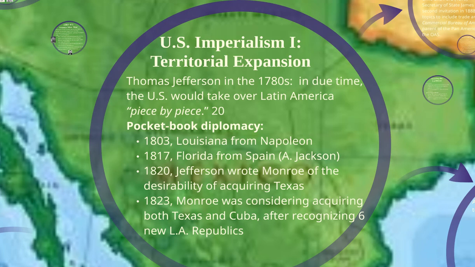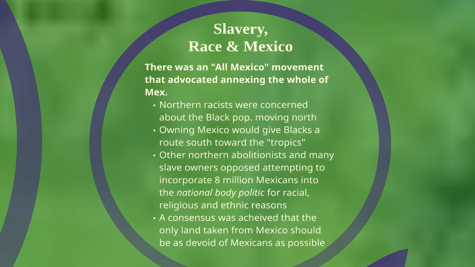Also in 1817, the United States obtained Florida from Spain under Andrew Jackson. In 1820, Jefferson wrote Monroe about the desirability of acquiring Texas for the expansion of the United States. This was 1820, a good bit, 26 years before the Mexican-American War. 1823, Monroe was considering acquiring both Texas and Cuba after recognizing the new Latin American republics that had just won their independence from Spain. And what we'll find as we go through this is there was quite a bit.